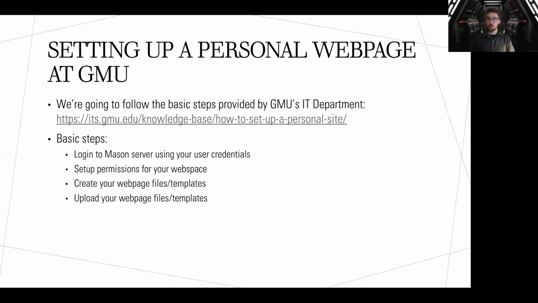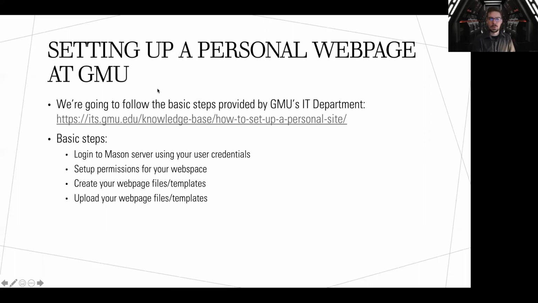And then we're going to create the web files or fill in the templates, and then we'll upload those to our GMU server space. Now, GMU servers put aside 100 megabytes per student for you to upload documents to your Mason server. You can use that for a website, or if you have class projects you want to upload there, you can also use it for that. So, the 100 megabytes of free space.